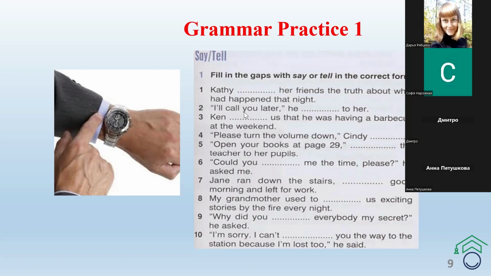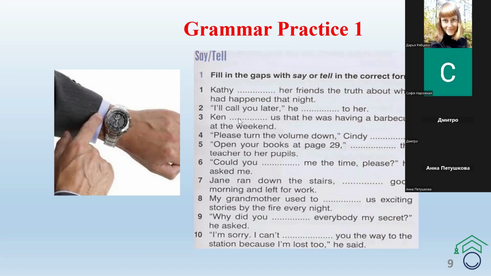One more sentence. Sonia, can you read one more sentence? I tell you later, he tell to her. We've got to. It means that we have to use he said to her. Да? I'll call you later, he said to her. We never use to after tell. Yes? And we use to after say when there is a pronoun that follows the phrase. Yeah? I'll call you later, he said to her.